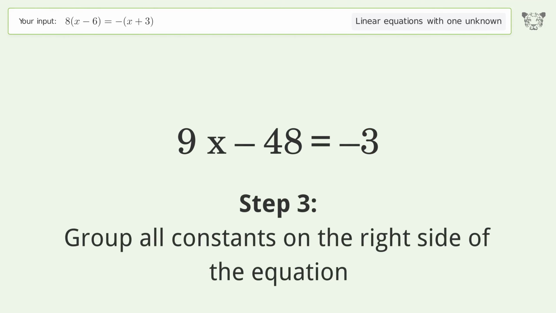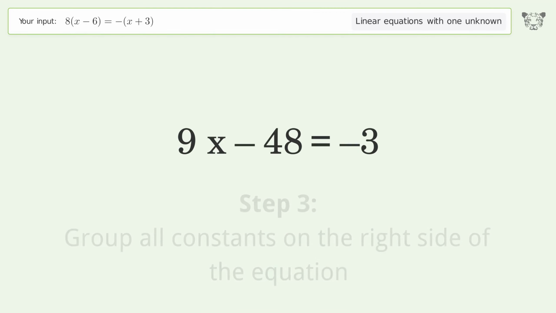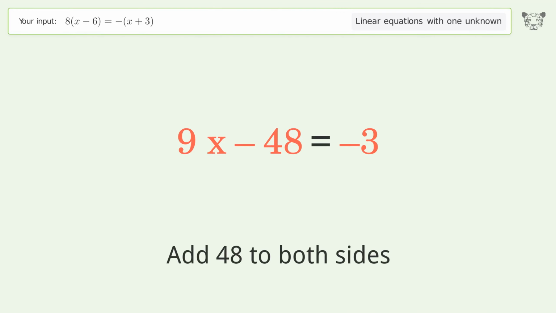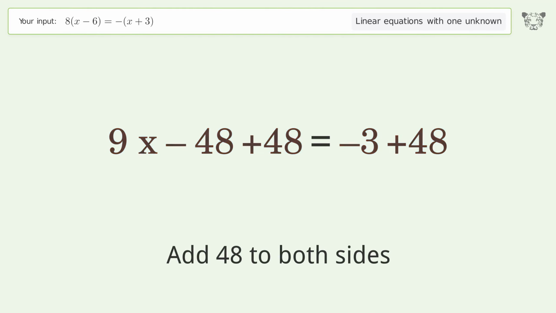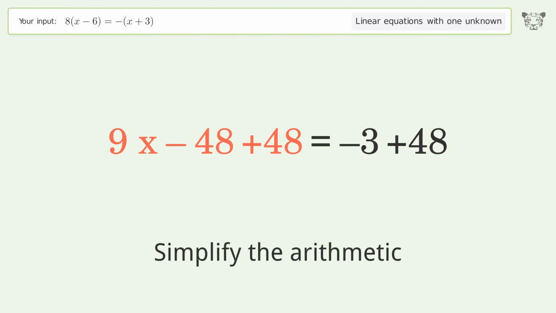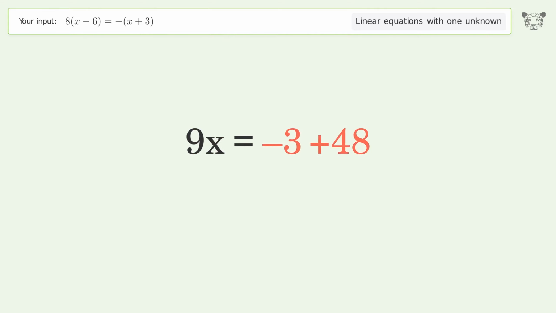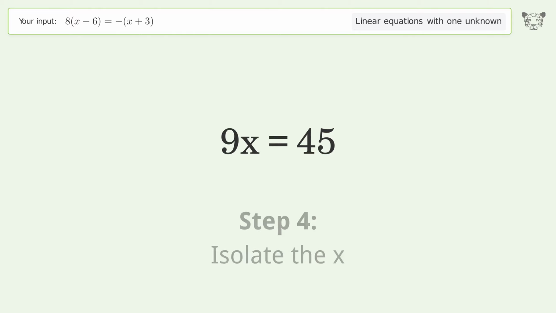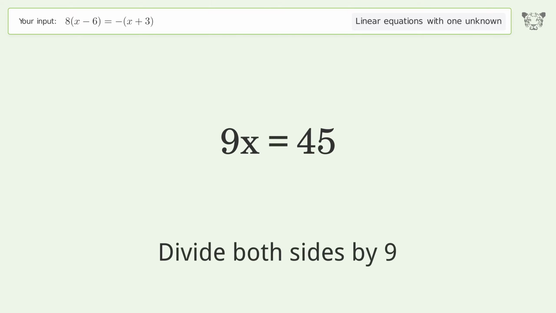Group all constants on the right side of the equation. Add 48 to both sides. Simplify the arithmetic. Isolate the x. Divide both sides by 9.